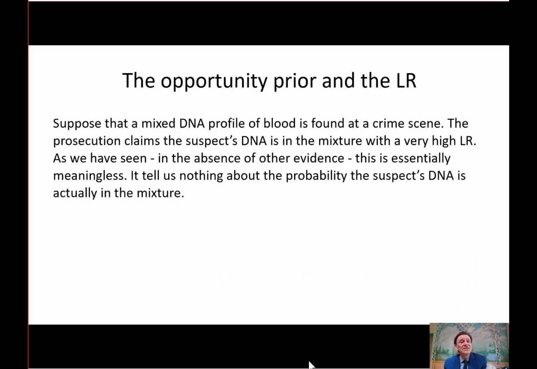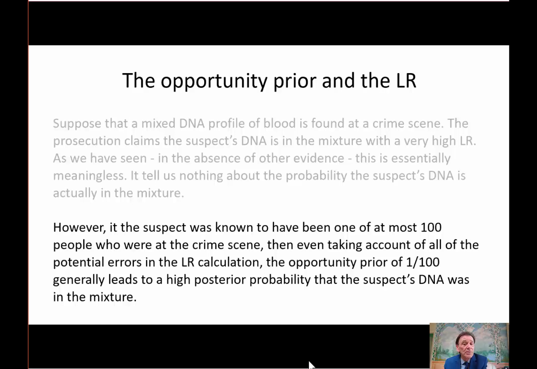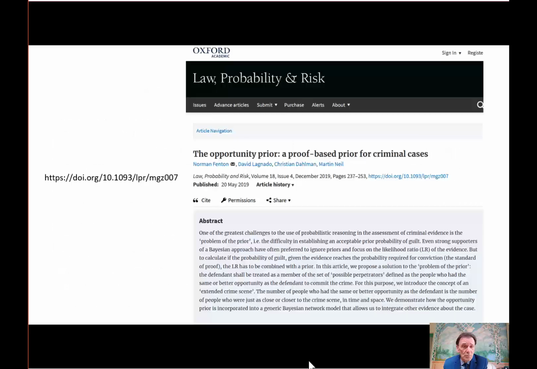So suppose that a mixed DNA profile of blood is found at a crime scene, and the prosecution claims that the suspect's DNA is in the mixture with a very high likelihood ratio. Now, as we've seen, in the absence of other evidence, this is essentially meaningless. But if the suspect was known to have been one of at most 100 people who were at the crime scene, then even taking account of all of the potential errors in the likelihood ratio calculation, that opportunity prior of 1 over 100 generally leads to a high posterior probability that the suspect's DNA was in the mixture. And here's the paper that discusses the opportunity prior.